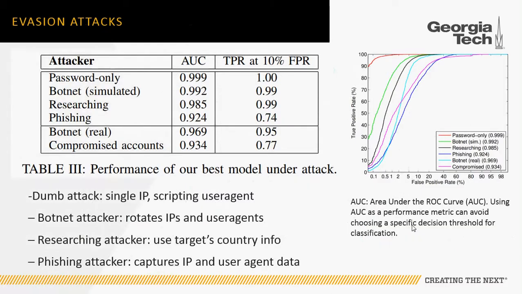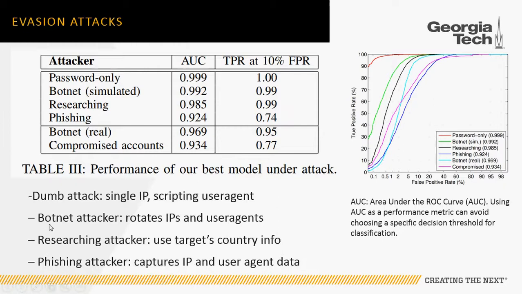The author also studied how to evade attacks. The paper classified the attackers into different categories based on their knowledge. The first one, password only, is also called a dumb attack. It's from a single IP and different user agents. This attack obviously is quite easy to block.